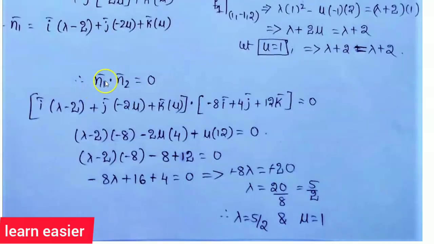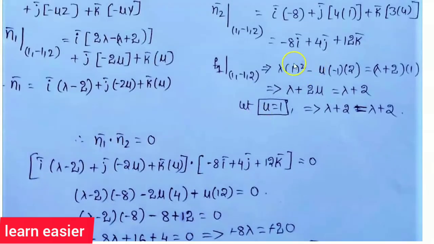Next we have to take the dot product of n1 bar and n2 bar. Here is n1 bar and n2 bar, and the dot product of these two vectors is 0. Next, what is n1 bar? It is i bar into lambda minus 2, plus j bar into minus 2 mu, plus k bar into mu. This is the n1 bar. What we have found, n1 bar, is placed here, and here is n2 bar, which is minus 8i bar plus 4j bar plus 12k bar.